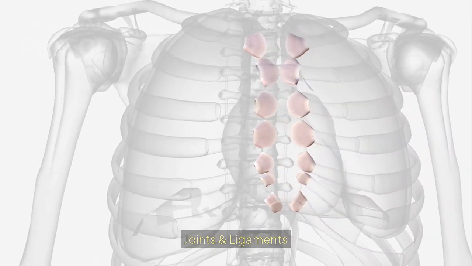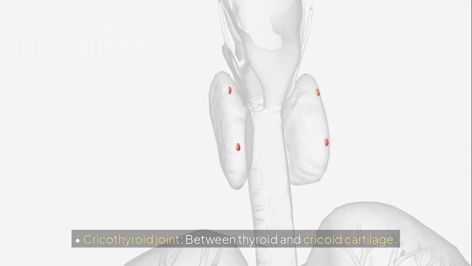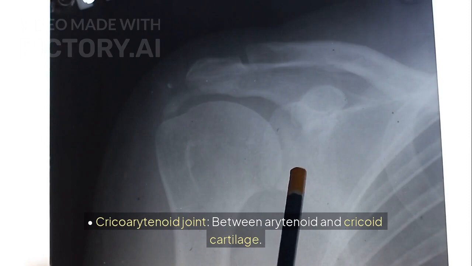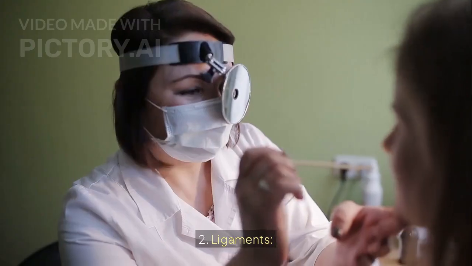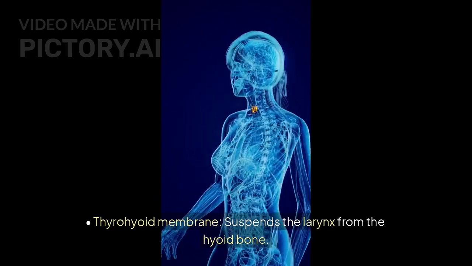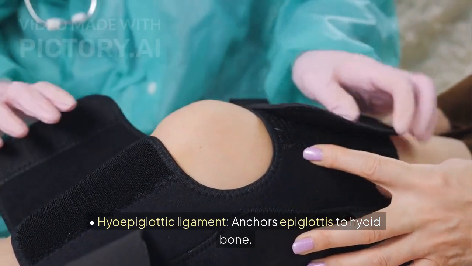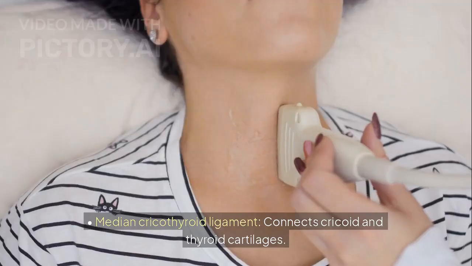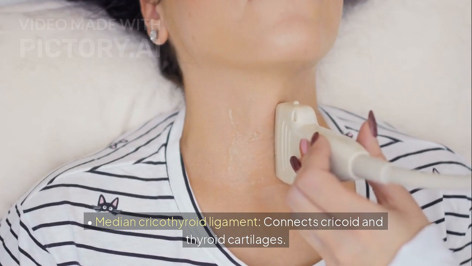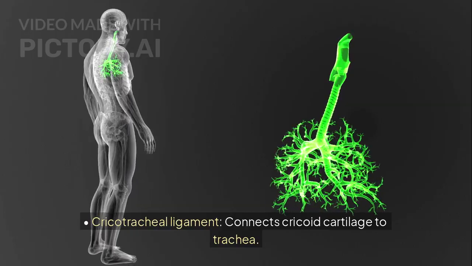Joints and ligaments. 1. Joints. Cricothyroid joint, between thyroid and cricoid cartilage. Cricoarytenoid joint, between arytenoid and cricoid cartilage. 2. Ligaments. Thyrohyoid membrane, suspends the larynx from the hyoid bone. Hyoepiglottic ligament, anchors epiglottis to hyoid bone. Median cricothyroid ligament, connects cricoid and thyroid cartilages. Cricotracheal ligament, connects cricoid cartilage to trachea.